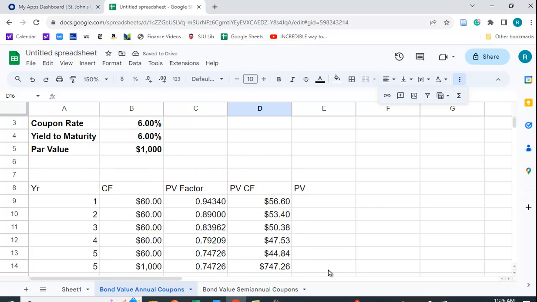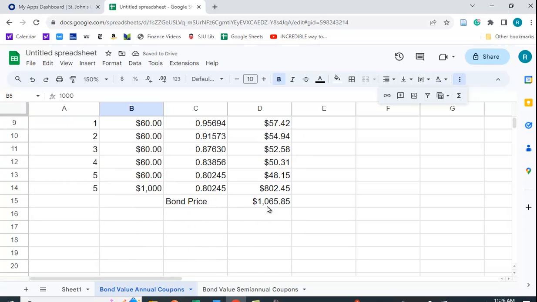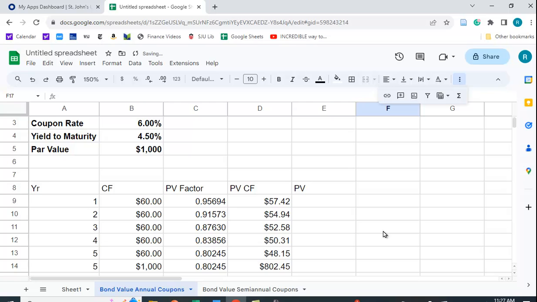Why did I get $1,000? I got $1,000 because the yield to maturity was equal to the coupon rate. Let's see what happens when the interest rate goes down. So let's try 4.5%. What happens? The price of the bond goes up. So let me highlight that so you can see that a little better. Interest rates go down, bond prices go up.